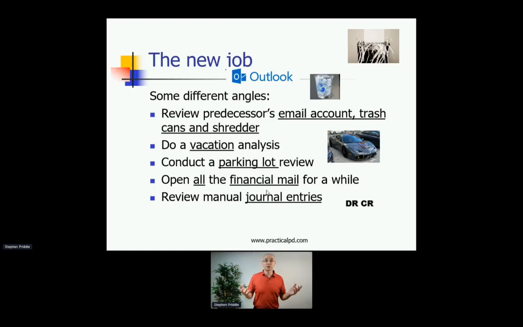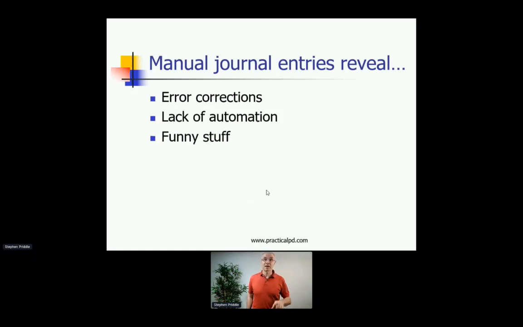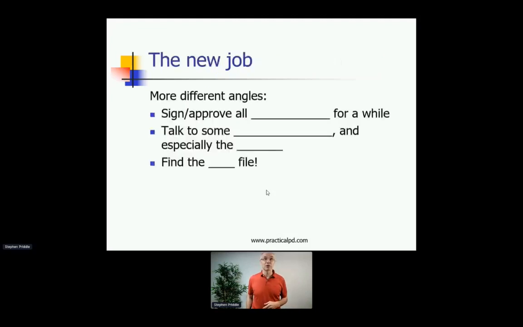Review manual journal entries. So manual journal entries are educational. They reveal error corrections. They reveal lack of automation, some things that need to be automated. They reveal potentially funny stuff. They reveal potentially fraud. So carefully review manual journal entries when you take a new job.